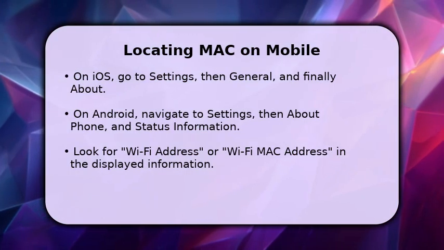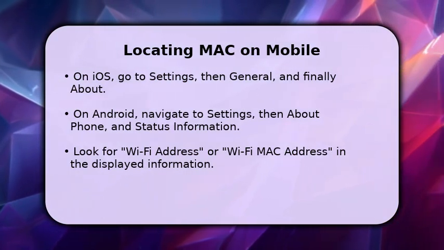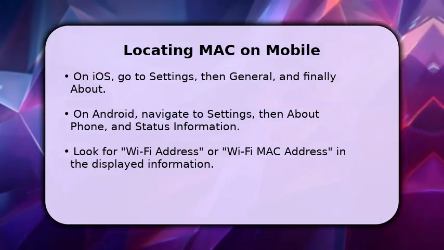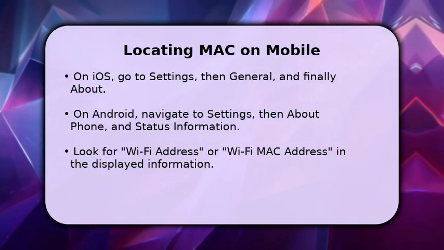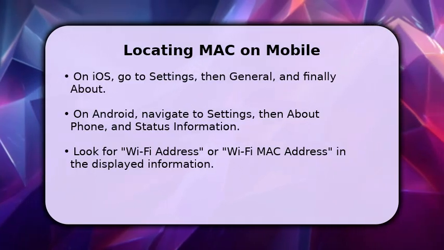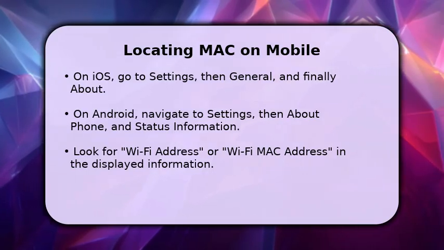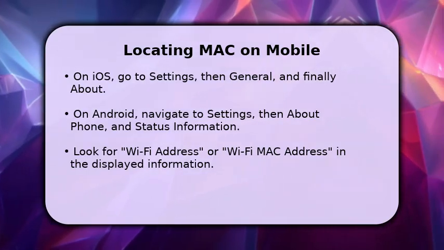Finding your MAC address on mobile devices is also quite simple. For iOS, open Settings, tap General and then About. You'll find Wi-Fi address listed there. Android users should go to Settings, then About Phone, and finally Status Information. Look for Wi-Fi MAC address.